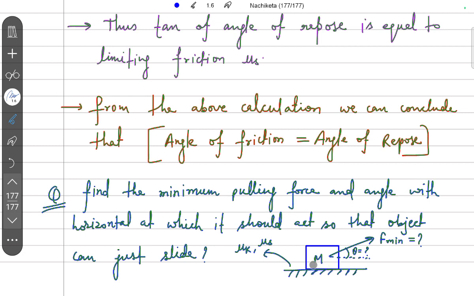Object is just placed on the horizontal surface. Okay, see what will happen. Yeah, first let me clear the question. We have to find out the minimum force and the angle at which it should act with the horizontal, so that the object just starts to slide. Means it just exceeds the limiting friction. Okay. See what will happen. If you are going to apply the force horizontally, in that case the normal reaction will become equal to mg and static friction will become mu s mg.